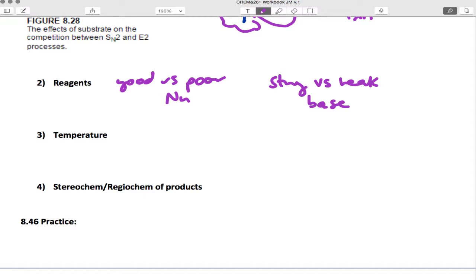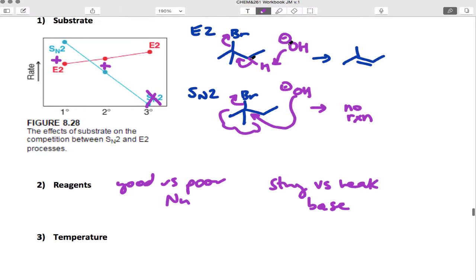Temperature-wise, I think if you recall, elimination produces a lot more products. I think you get 3 products instead of 2. So notice with elimination here, you're taking these 2 molecules and you're making an alkene, but you're also getting water and you're getting bromide.